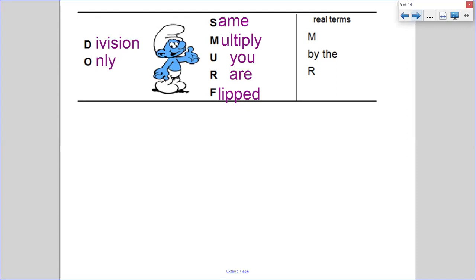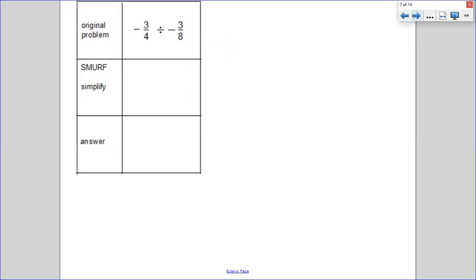Same, keep the first fraction the same. Multiply, change that division sign to a multiplication sign. You are flipped. And this last piece has everything to do with the real terminology I already gave you, which is multiply by the reciprocal. So for those of you that need actual words and steps, here they are. But for those of you like myself that really just need actual examples, let me give you some.